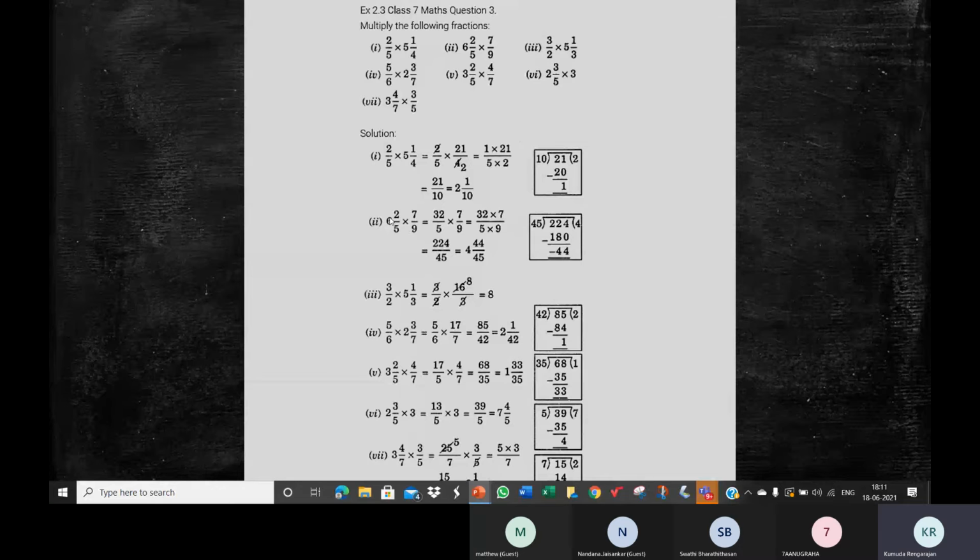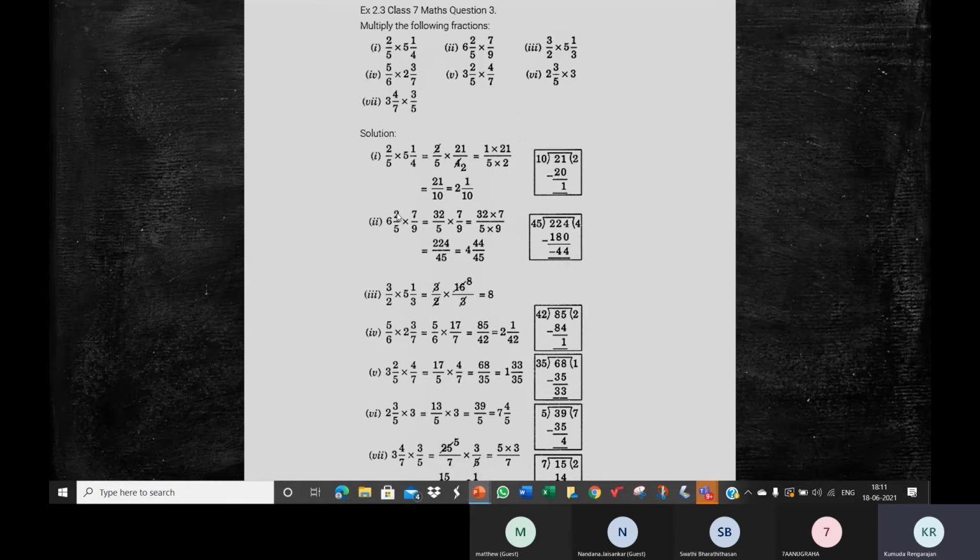But see this case, when you convert this one to an improper fraction and multiply by 7 by 9, you can see that there is 32 and 7 in the numerator, 5 and 9 in the denominator. You cannot simplify that at all further. 32 and 9, no. 7 and 5, no. There is no number in the numerator and in the denominator which can be simplified using the same tables.